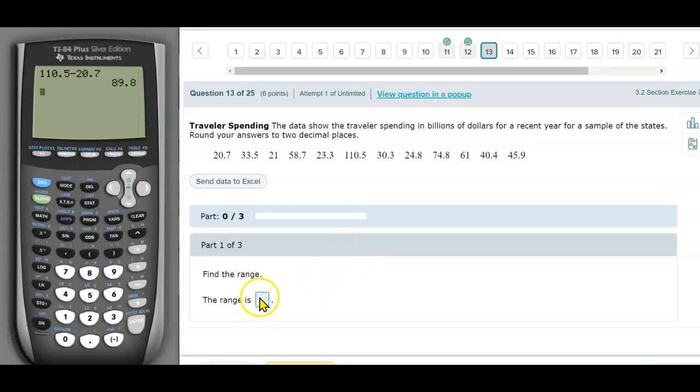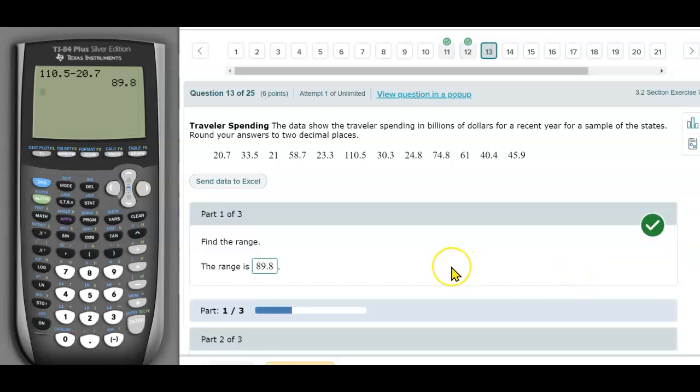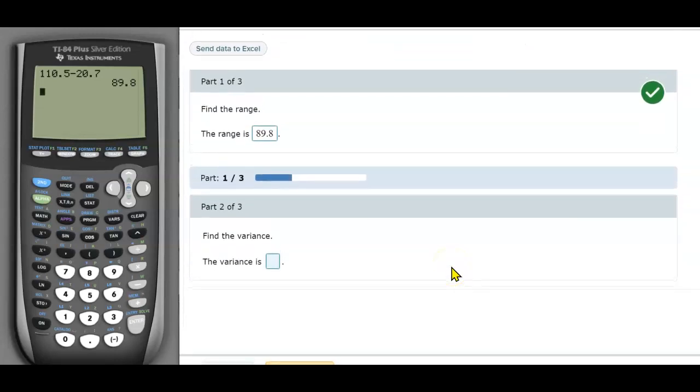Let's input the 89.8, verify it, and it went through. Great. The variance right now, okay, the variance is a different story. All right, so this is a long story if you want to do it by hand. So I am not going to do it by hand. I'm just going to put it on the calculator, and guess what?